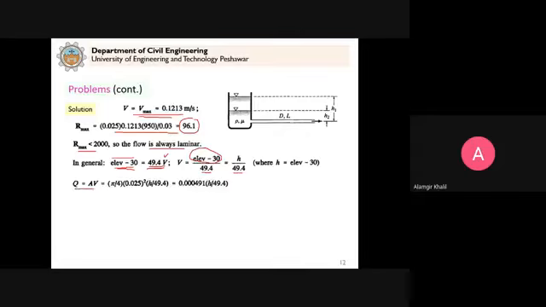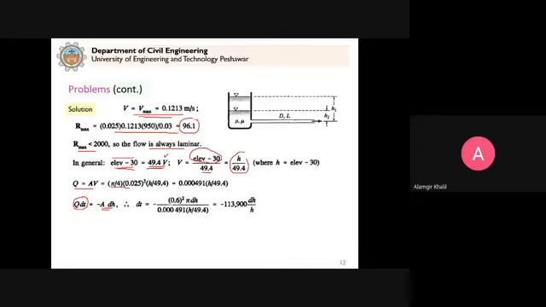Now Q is equal to A V, pi by 4 into d square. Keep the units consistent. V is now h by 49.4. So we get this equation. Now we have this as the volume, Q into dt. Similarly, A into dh, this is also a volume, A s into dz.